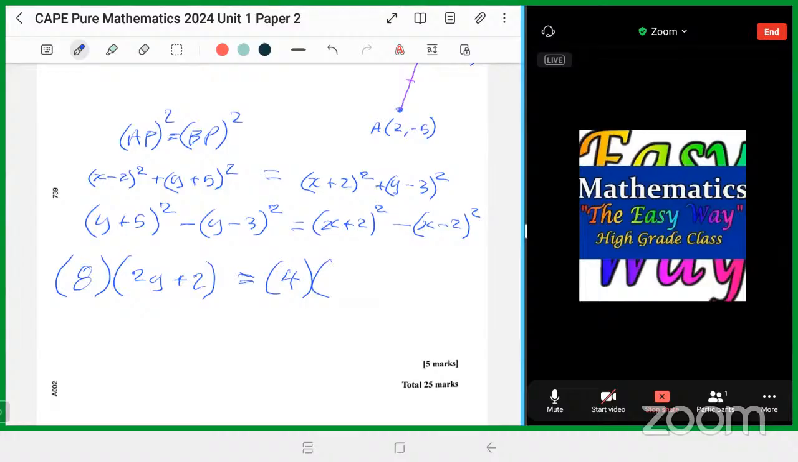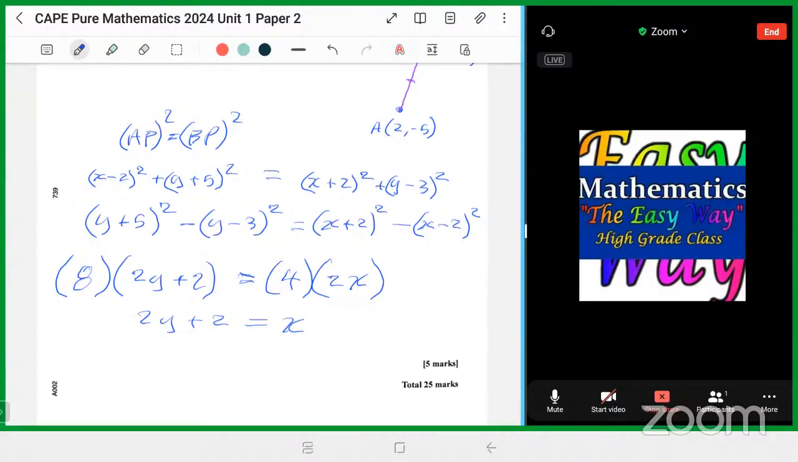Then I need the sum, this plus that. So x and x is 2x, and 2 and minus 2 is 0. We're just getting that 2x. All right, so if I simplify, this 8 cancels this 8. So I can write 2y plus 2 equals x. That's it. 2y plus 2 equals x.